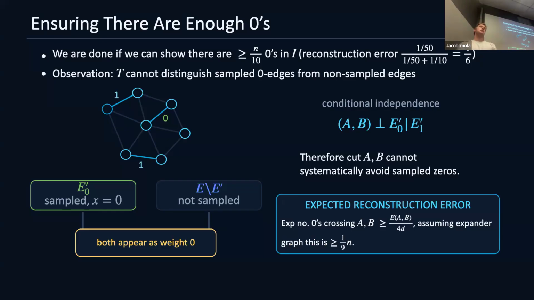And now we have to make our other assumption. If you assume that this is a D-regular expander graph, this is at least n over 9, or n. It's linear. So that shows that there's enough zeros.